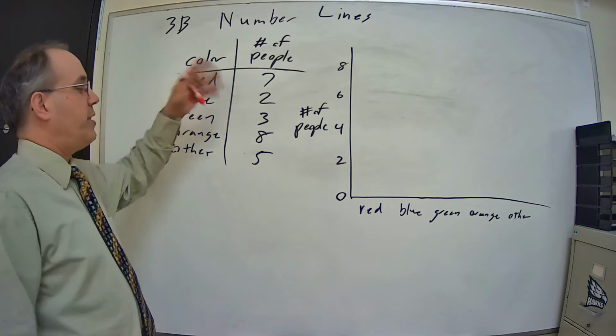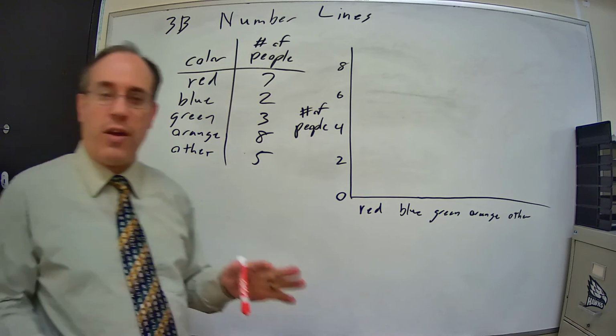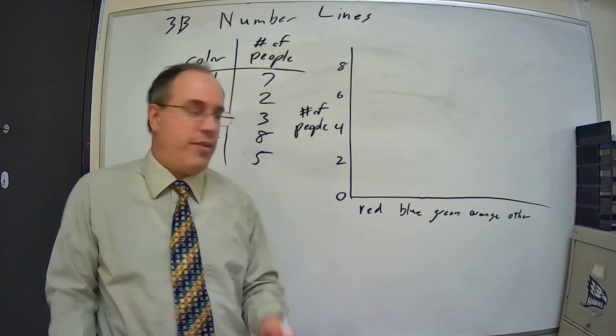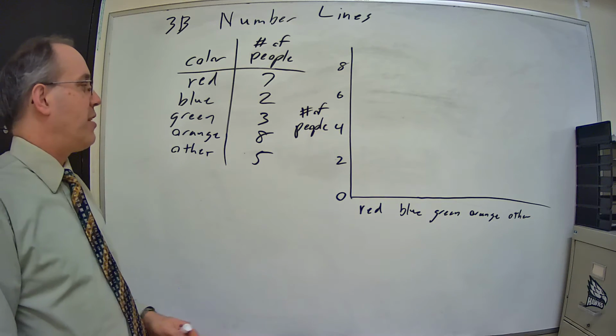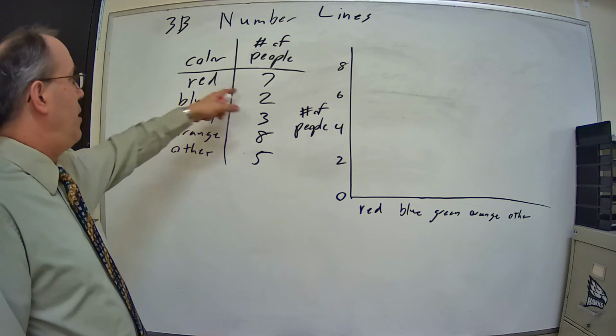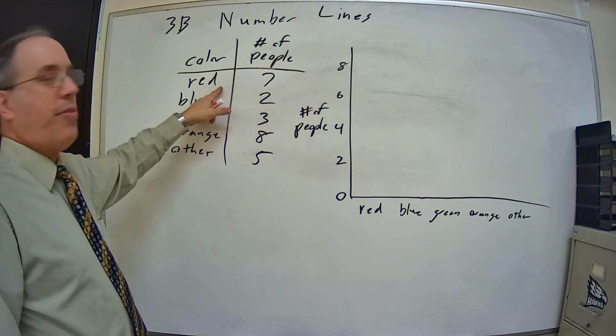So now I'm going to create a bar graph. Remember when we were looking at all those bar graphs, they don't touch each other. They're separated, right? We've got these different categories. And so all we're going to do is match up the number of people with their color.